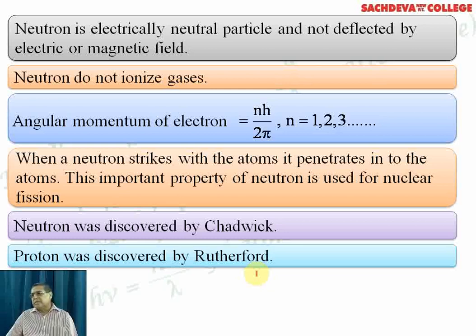Nuclear transmutation is a phenomenon in which one nucleus converts to another due to variation in the nucleon number of the parent nucleus.